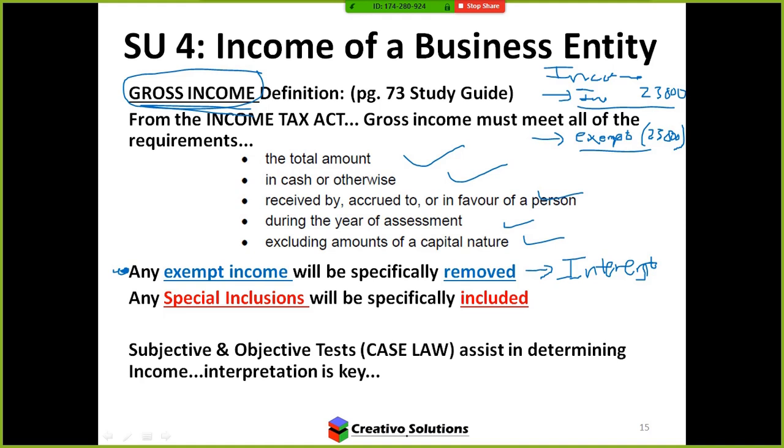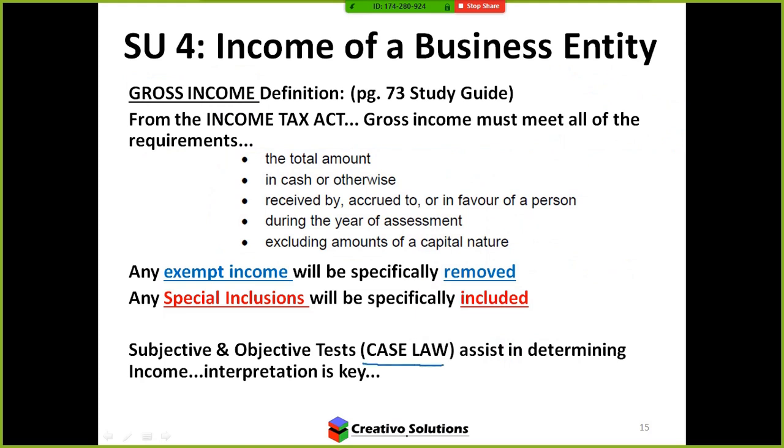This is probably the most important slide out of all of them that we've seen so far because you need to know this. Okay, you need to know the gross income definition criteria. It's a very, very, very, very common question. Almost all exams have a question about this.